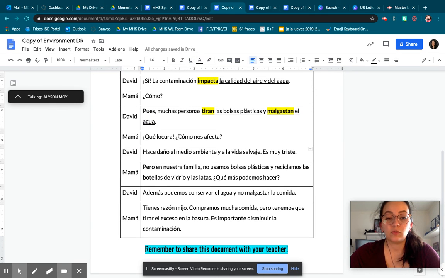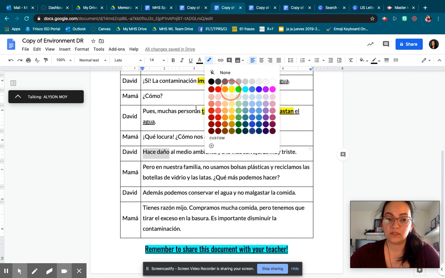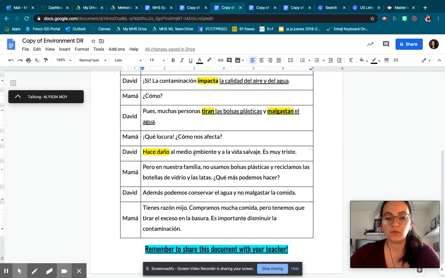or his mom asks, ¿Cómo nos afecta? Like, how does it affect us? And David says, hace daño al medio ambiente y a la vida salvaje. Es muy triste. So here we've got our hace daño. It harms. It does harm too. And what is it doing harm to? Well, it's doing harm to el medio ambiente, the environment, y la vida salvaje, the wildlife.